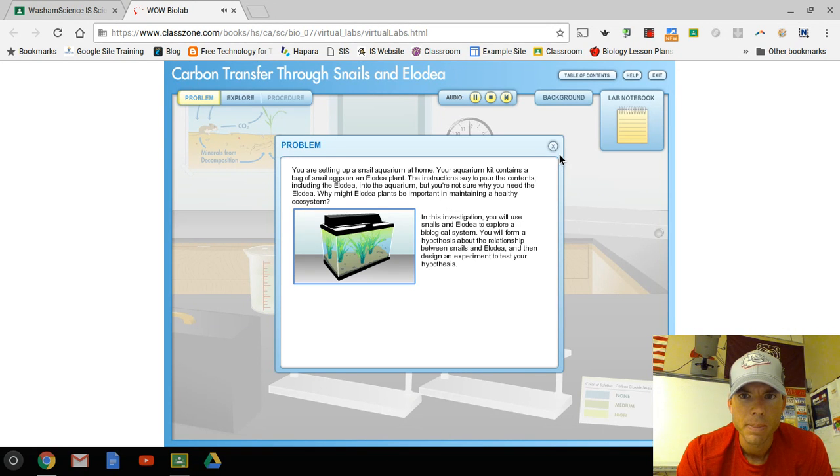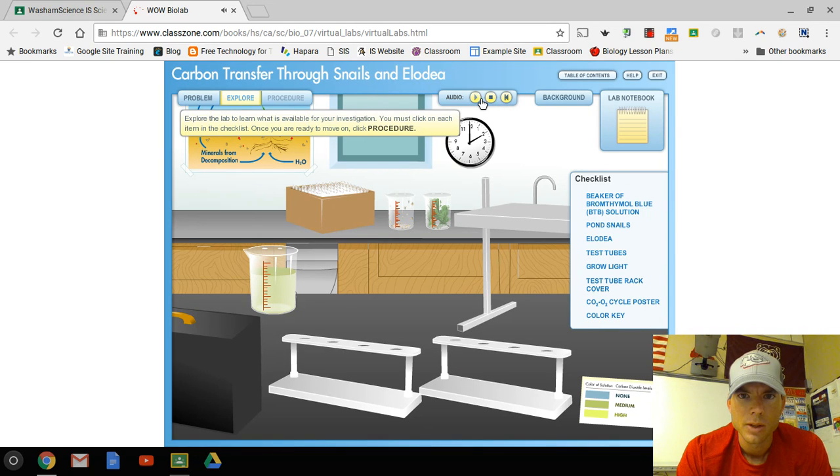You are setting up a snail aquarium at home. You explore the lab to... So it has talking audio directions. You need to listen to them. I understand they're kind of funny directions to listen to the way the guy speaks, but it's a very good lab. You explore the lab, do exactly what it says. You got to click on everything and understand what it is.